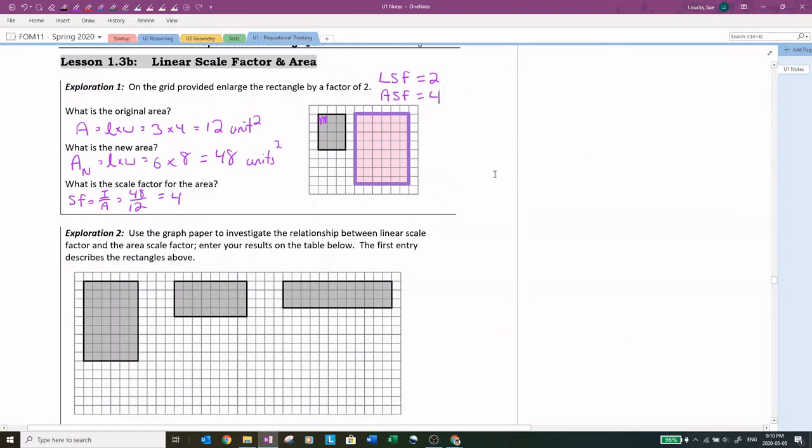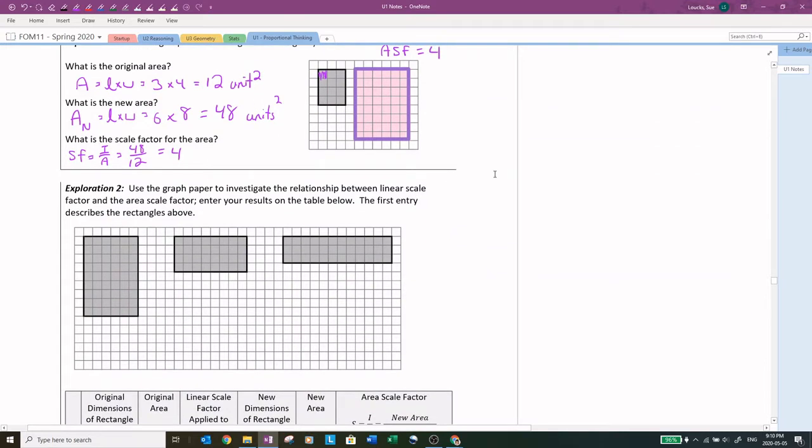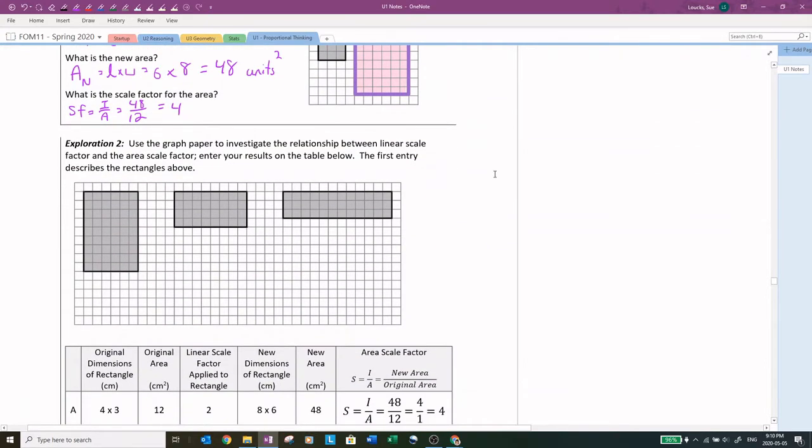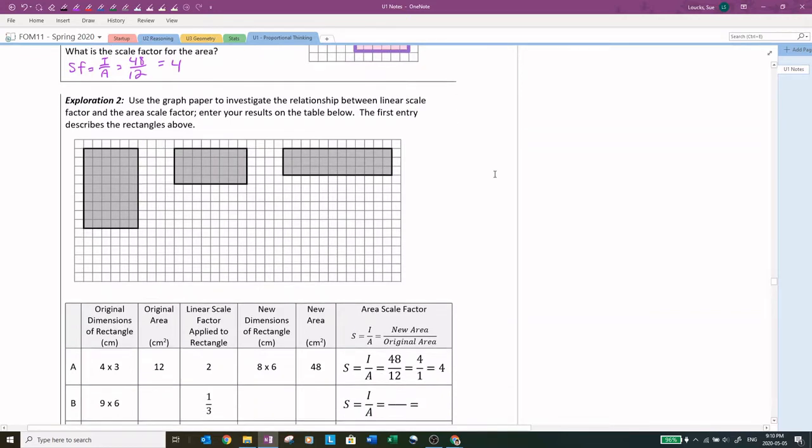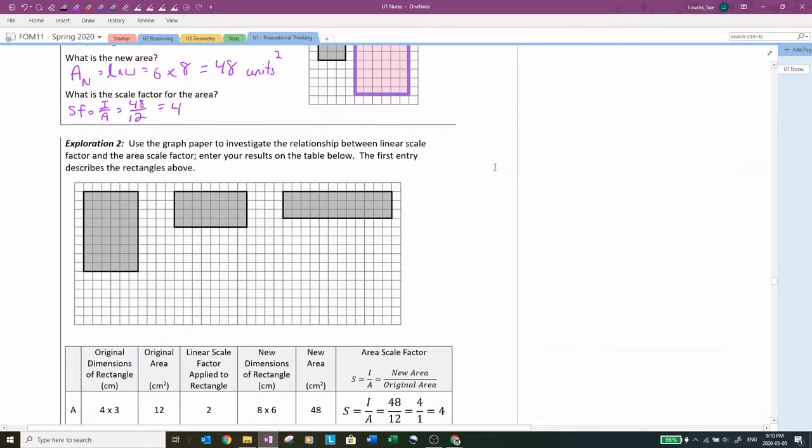Okay, second part, use the graph paper to investigate the relationship between linear scale factor and area scale factor. Enter your results on the table below. So the first entry on this table represents the rectangles that we just did up top. The original dimensions of the rectangle were 4 by 3. The original area was 12. The linear scale factor was 2. The new shape was 8 by 6. The new area is 48. And then we calculated the area scale factor to get 4.